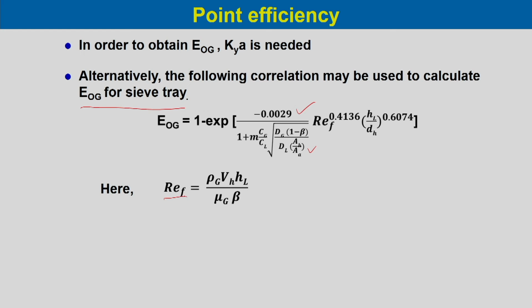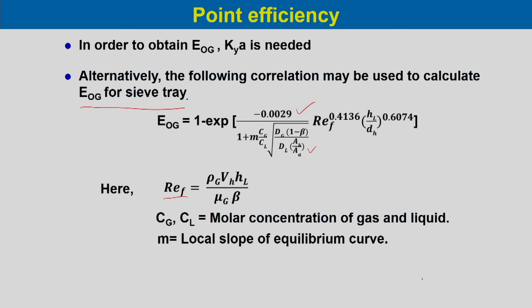Here Ref is the Reynolds number of the fluid, which is defined as rho g Vh into HL divided by mu g beta. Cg and Cl are the molar concentrations of the gas and liquid. M is the local slope of the equilibrium curve, and Dg and Dl are the diffusivities of the gas and liquid.